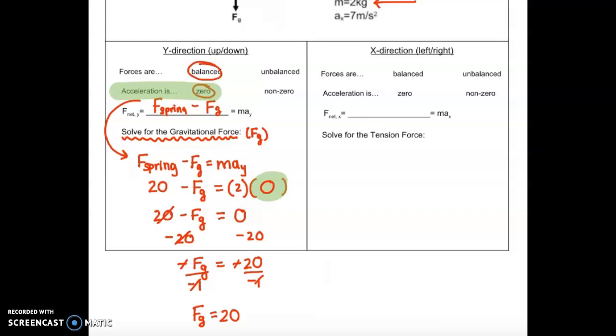Now, really important, no number should ever be without units. So this could be 20 millimeters, 20 light years, we need units on this 20. Because we just solved for the force due to gravity, I know the units must be newtons. Beautiful. So now in our y direction, we've successfully determined the forces and the acceleration. We've used Newton's second law's equation in order to solve for an unknown.